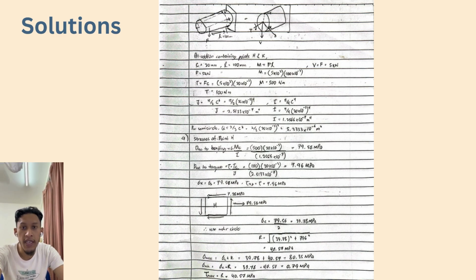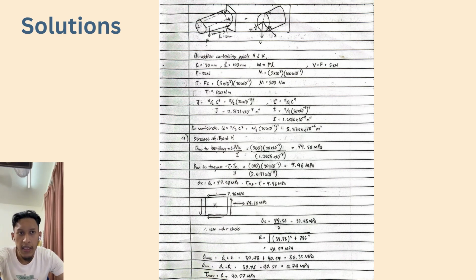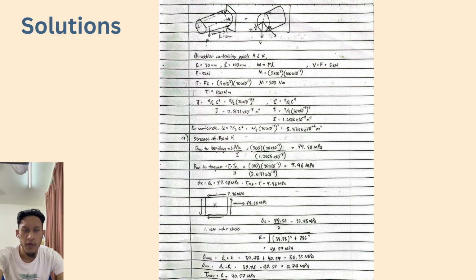The first one is bending moment. Because the force is applied at a distance, the length, it causes bending about the horizontal axis of the rod. To calculate the bending moment, it is force multiplied by length. This will create normal stress at points H and K. Point H on the outer side has maximum tension, while point K on the neutral axis has no normal stress from bending.